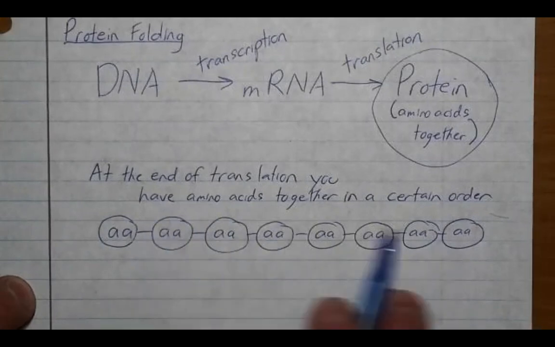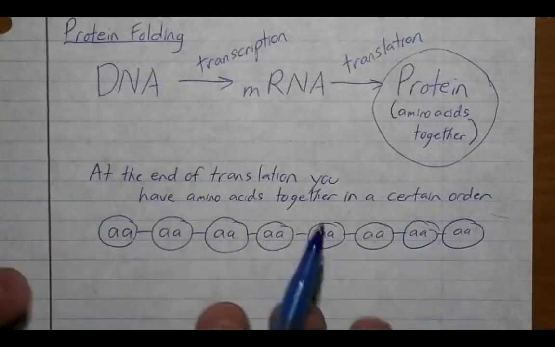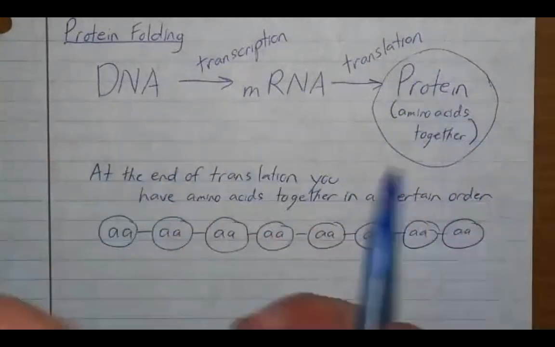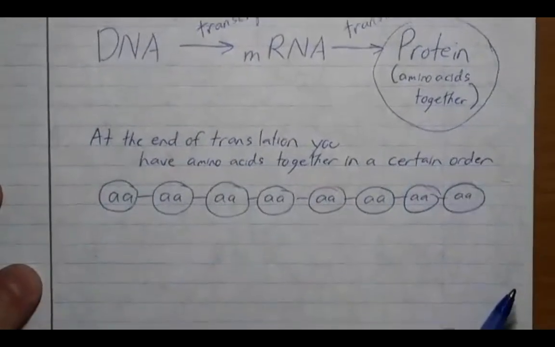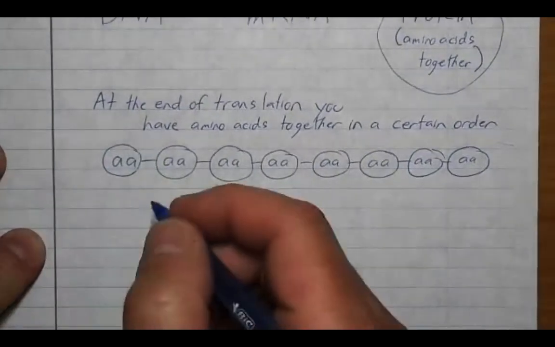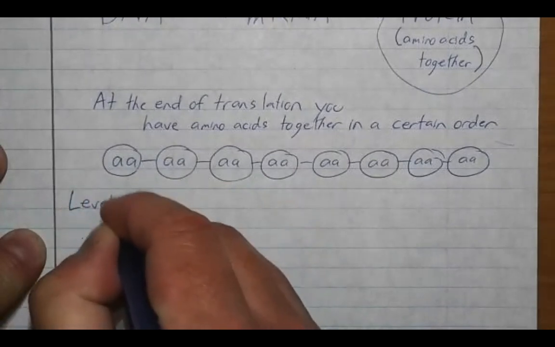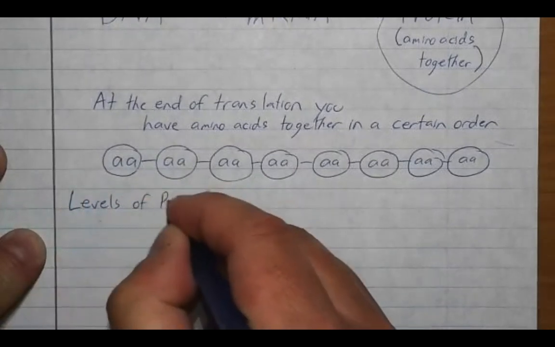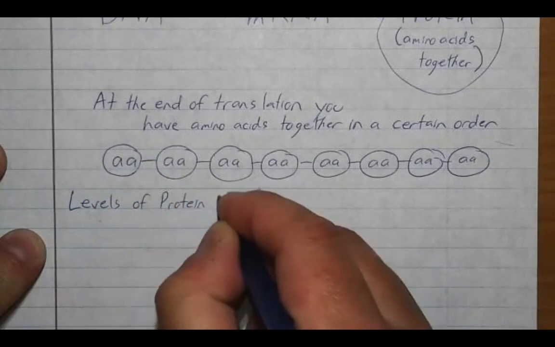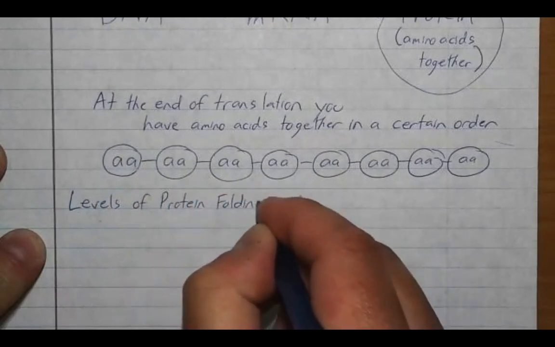So this thing has to fold up. It has to get all folded on itself. So it like bends and twists and turns. And then what are those different levels of folding? So the different levels of folding. Levels of protein folding.